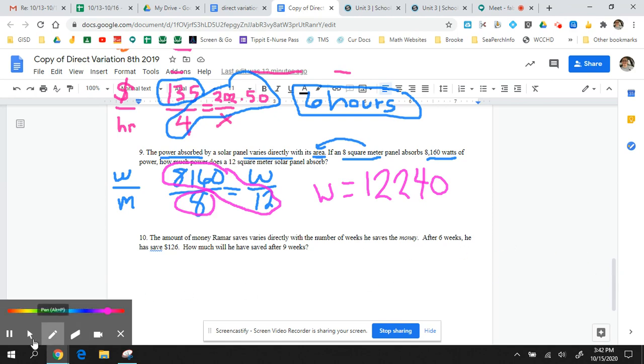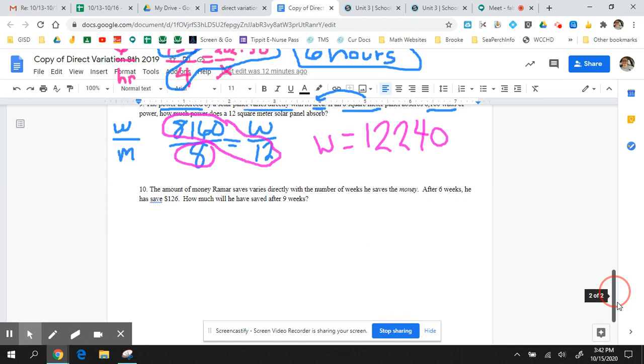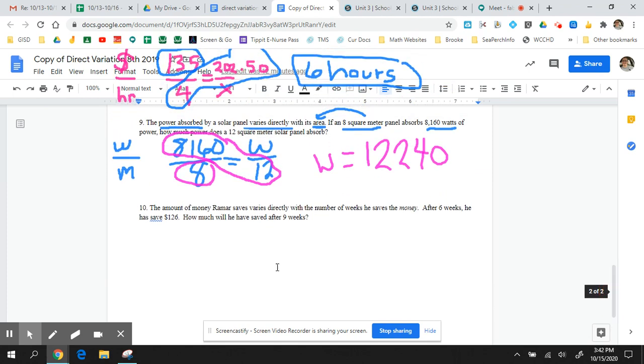All right, last one. So give this one a try. Ask yourself what we're comparing. What can I underline? Hopefully you underlined amount of money saves varies directly with the number of weeks. So hopefully you're going to put money over weeks. If you put weeks on top, that's fine. Just make sure you stay consistent. So looking at your info, you have 6 weeks. He saves 126. And how much will he save after 9 weeks?